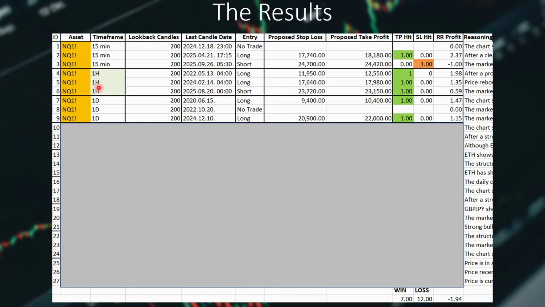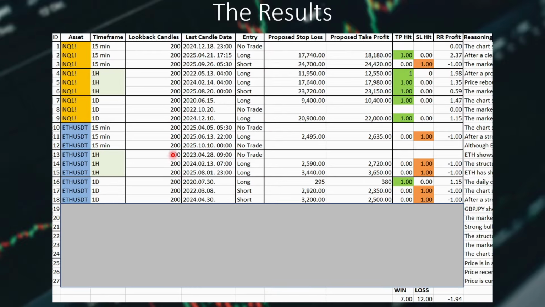On NQ1 1-hour chart, we got 2 longs, 1 short. All of those were winners with nice risk-reward ratios, except the last one. And on the daily chart, we got 2 long trades and 1 no trade. Both of those long trades were winners, and of course the no trade is no profit nor loss. So with NQ1, out of the 9 trades, only 1 was losing, 2 no trades, and 6 trades were winners. This resulted, I think, in around a 9-unit profit.